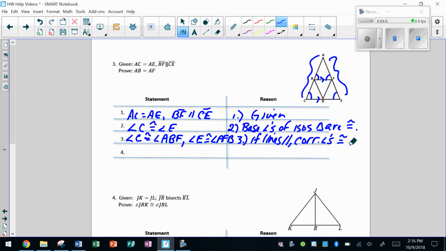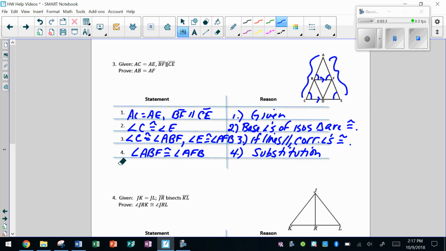And then what I'm going to do is I'm going to say that angle ABF is congruent to angle AFB by substitution, since they're both congruent to equal angles.